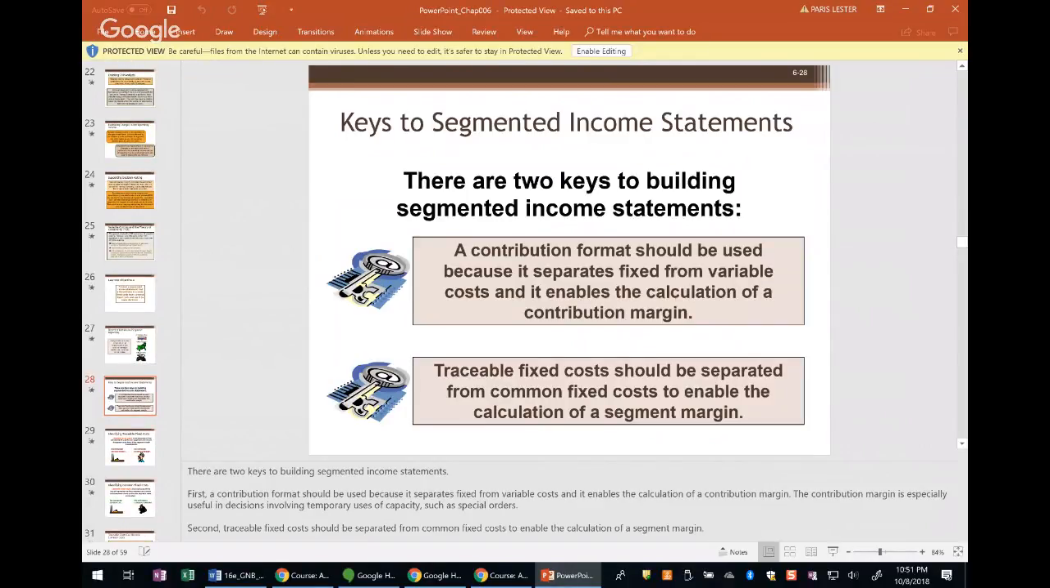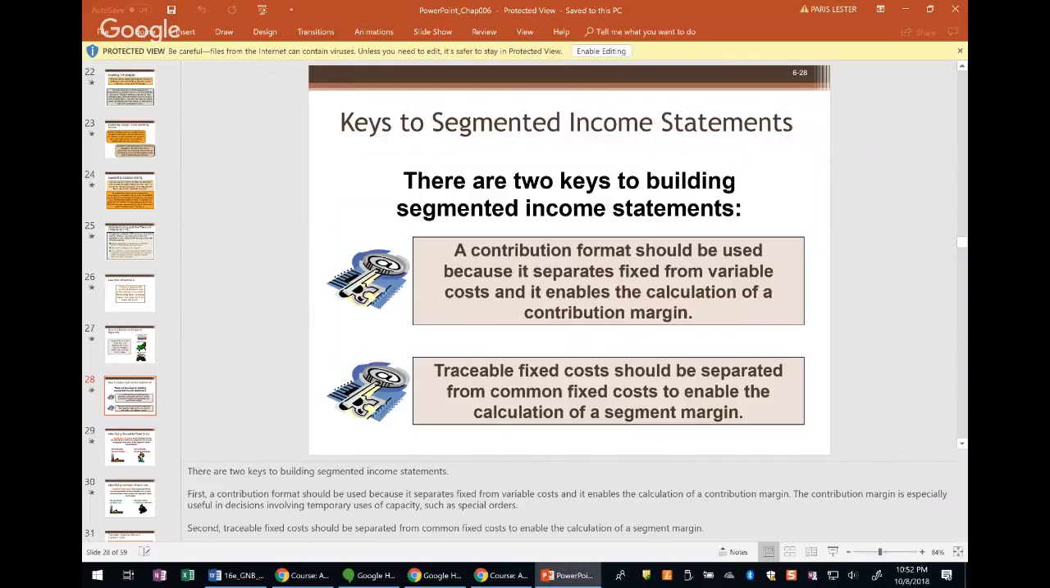There are two keys to building a segmented income statement: contribution margin and traceable fixed cost. Now, in your textbook, I'm trying to find out what makes sense here for you. We're somewhere on page 267 of your textbook, and 268 covers the segments: traceable and common fixed costs and the segment margin. Now, you can trace some costs directly to an activity, to a cost center, to a segment. We'll have to look at some of their ideas on segments.